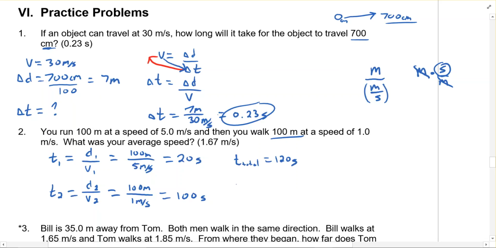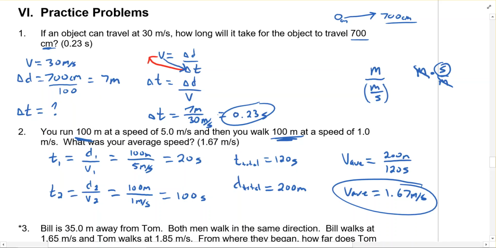Okay, D total is going to be equal to, well, just the two distances, so 100 and 100. So that's going to be 200 meters. Okay, and then for average velocity, V av is going to be total distance over total time. So 200 meters divided by 120 meters. Oh, sorry, 120 seconds. That didn't make sense. 120 seconds. So V av is equal to 1.67 meters per second.